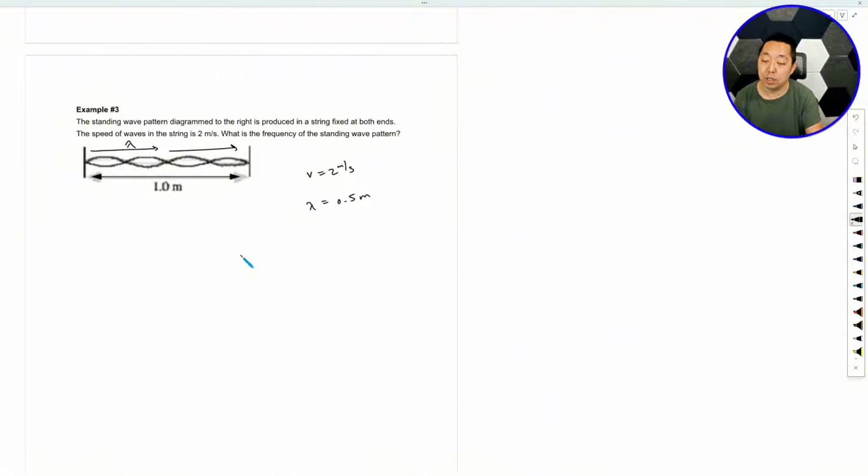And then we just use the velocity as wavelength times frequency. Frequency is velocity over wavelength. So that's going to be 2 meters per second divided by 0.5 meters. And that's going to be 4 hertz. Just like that.